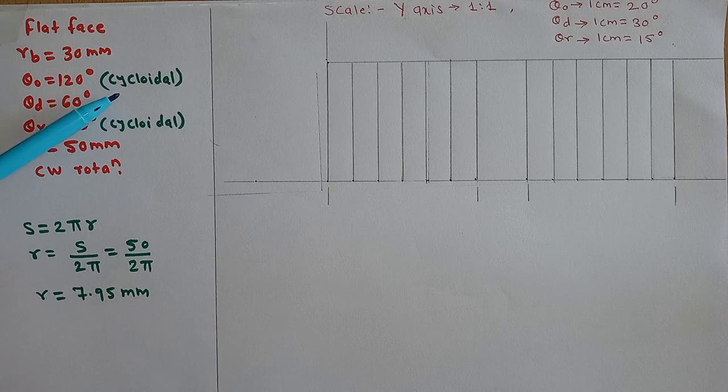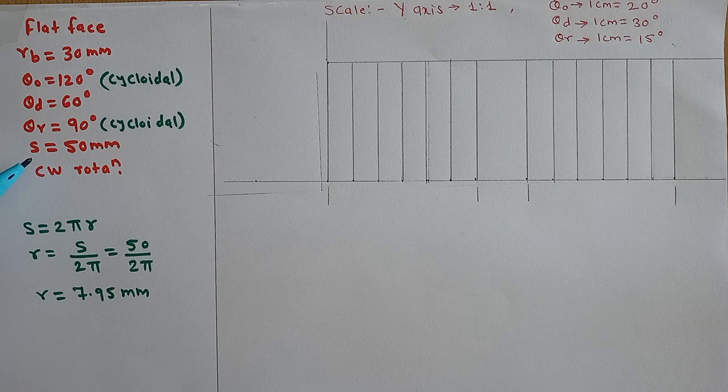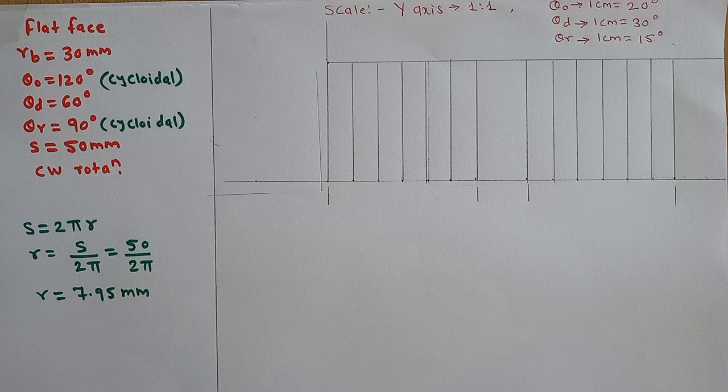moves with cycloidal motion. Outstroke is followed by dwell period of 60 degrees at the topmost position, which is followed by return stroke during which the cam rotates through 90 degrees. So return stroke angle theta r is 90, and during the return stroke the follower moves with cycloidal motion. The maximum lift of the follower, that is stroke s, is given as 50 millimeters, and the cam rotates in clockwise direction. So we have to find out the cam profile.